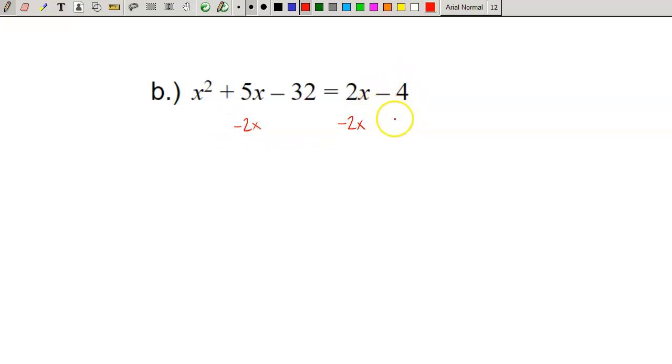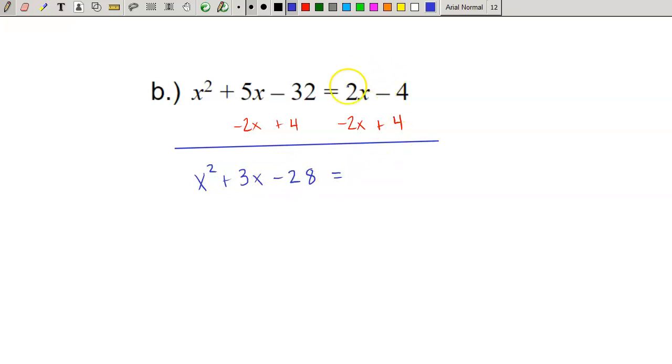I'm also going to get rid of this -4, so I'm going to add 4 to this side, and thus I'm going to add 4 to this side to first get it into standard form. So if I go ahead and do that, I'm going to end up with x squared plus 3x minus 28 equals, and now I got rid of all the stuff on the right, that equals 0. So that's the first step of this problem: collect your terms and put it into standard form before you even begin anything else, right? Because then we can go from there.